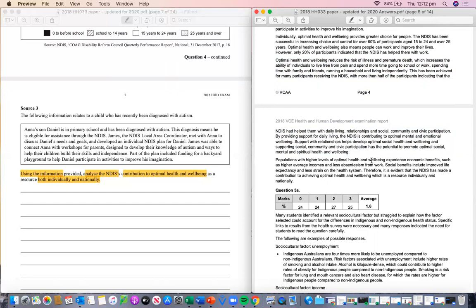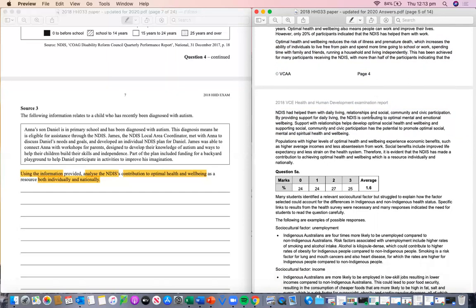The second part here, how it looks at improving nationally as well, is in the second section. So it says here that, again, daily living, relationships, social, and so forth. Providing support for daily living, the NDIS is contributing to optimal mental and emotional health and well-being, support with relationships helps develop optimal social health and well-being, and supporting social, community, and civic participation has the potential to promote optimal social, mental, and spiritual health and well-being. So that's where the 5 and 6 marks come in, to receive in this question, in terms of looking at it nationally.